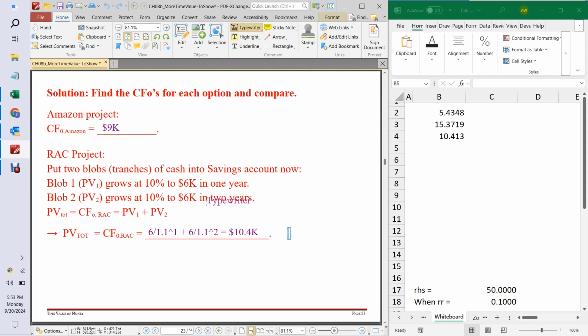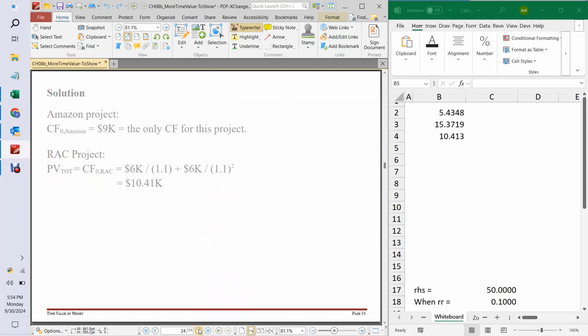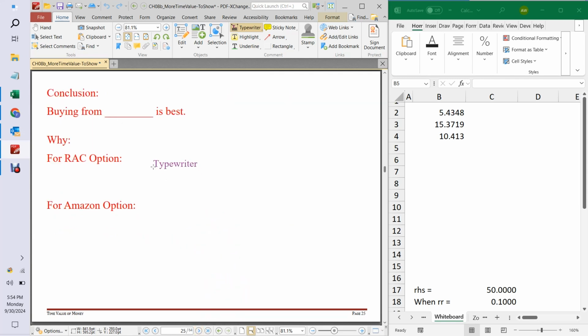So a portion of it would grow into 6,000 in a year, and another portion would grow into 6,000 in 2 years. Okay, so definitely buying from Amazon is best because for the Amazon option, the PV tote equals CF0 equals 9K, and that's it. And for the Rent-A-Center option, the PV tote equals CF0, which is equal to 10.4K. And that, in most circles, is more than 9K.